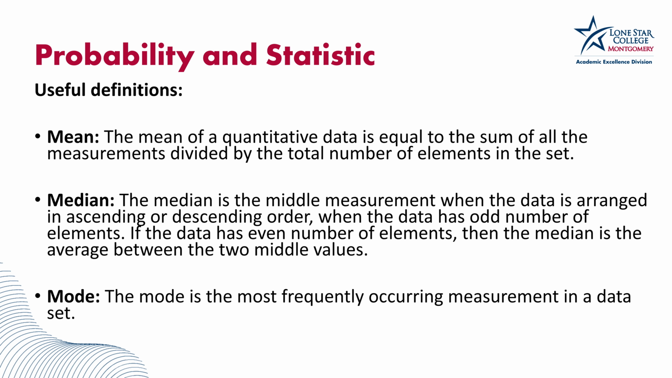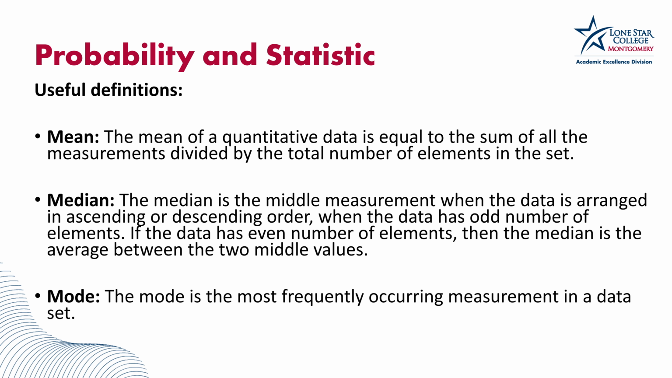We have mean, median, and mode. So let's read through each definition here. Mean of quantitative data is equal to the sum of all measurements divided by the total number of elements in the set. Another way to think about mean is the average. You add up all of your data points and divide by however many data points there are, and that gets you the mean or average.